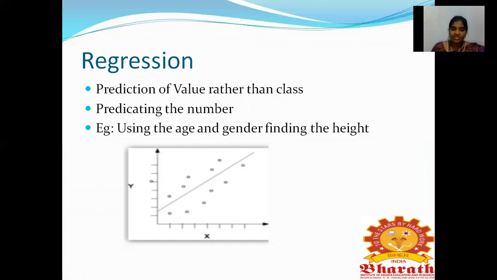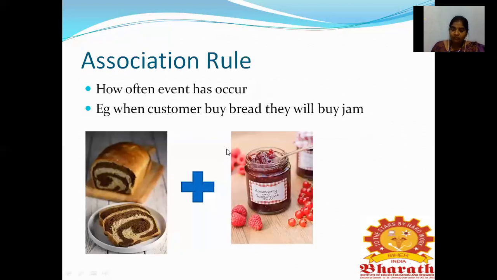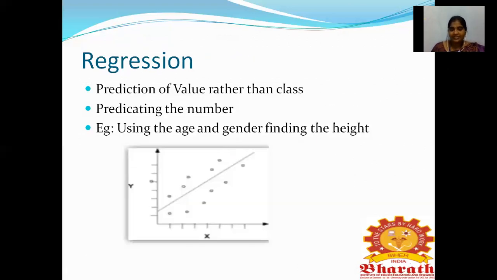Then regression. Here, we predict a value rather than a class. Just by using numbers, we are predicting the value. By making a threshold and predicting the number, we can also predict the classes. Here the prediction is made based on the number only.